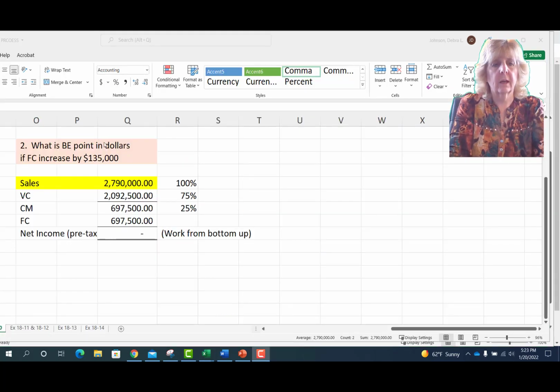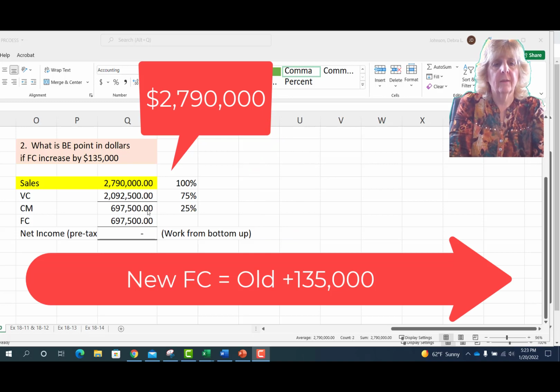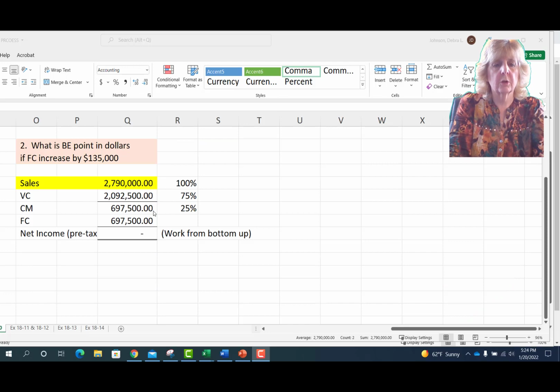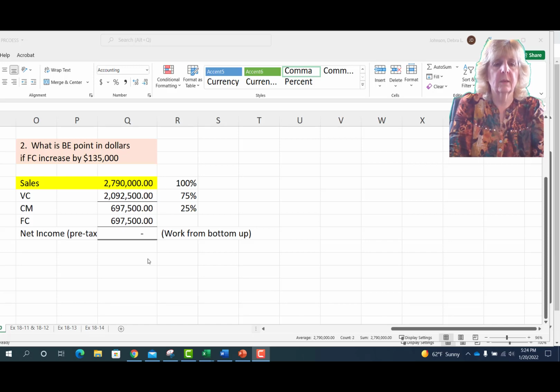The answer to the second part is 2,790,000. Once again, work from the bottom up. This is 0. We increased our fixed costs by 135,000. These two are equal. To come up with that sales, we took that contribution margin divided by 25% to come up with the sales number. And to fill in that final blank on the variable cost, you would take 75%. Again, these tend to trip students up a little bit, so work a few out prior to exam time.